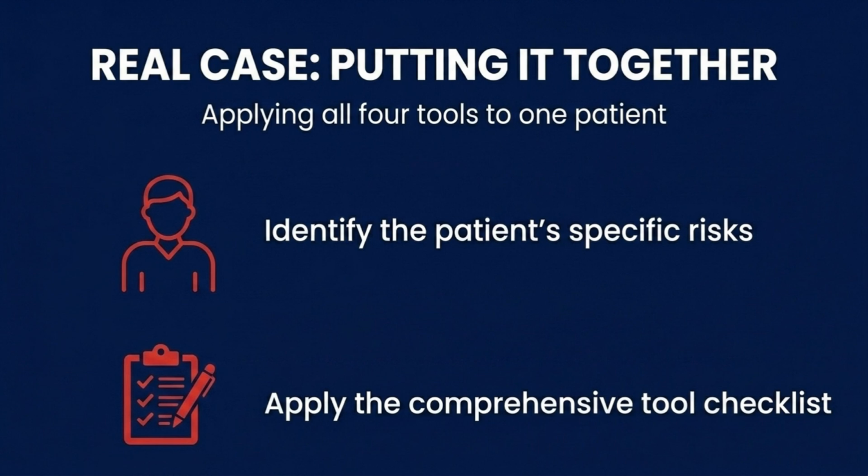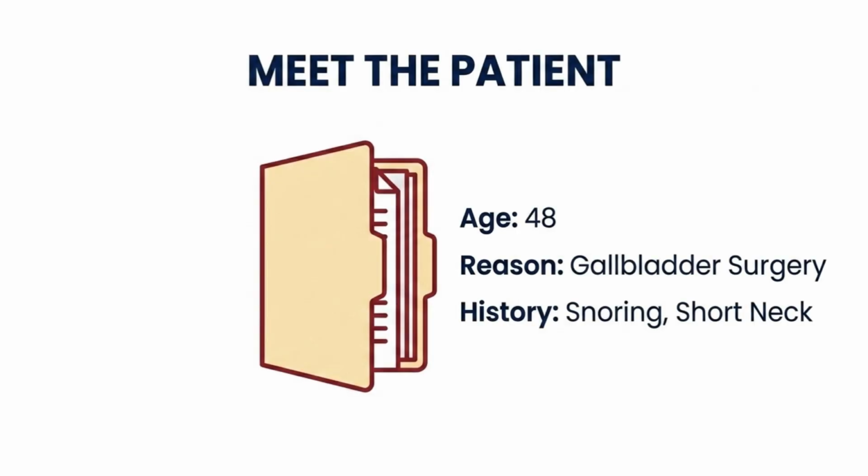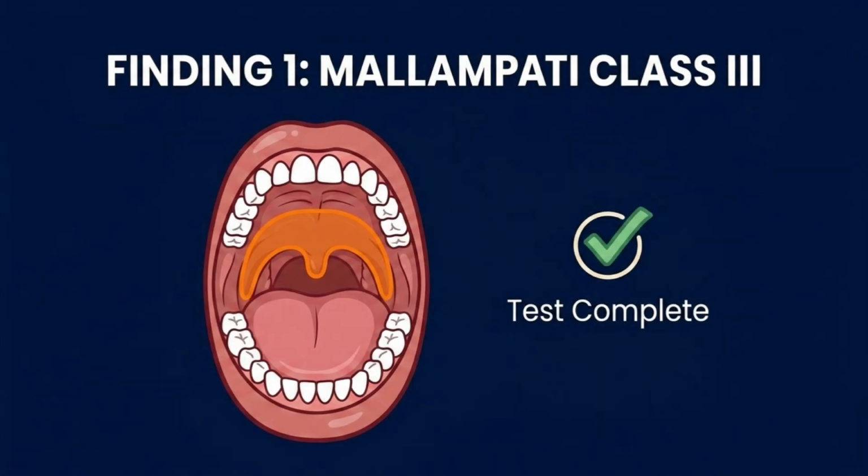Now let's put it all together with a real case, applying everything we just learned to one patient. Meet our patient, 48 years old, here for gallbladder surgery, with a history of snoring and a short neck. Finding 1, his Mallampati score comes back as class 3.